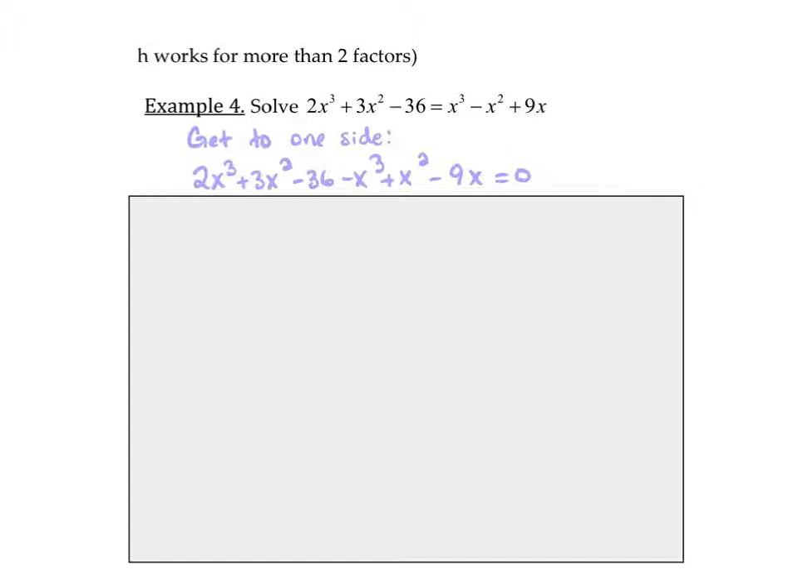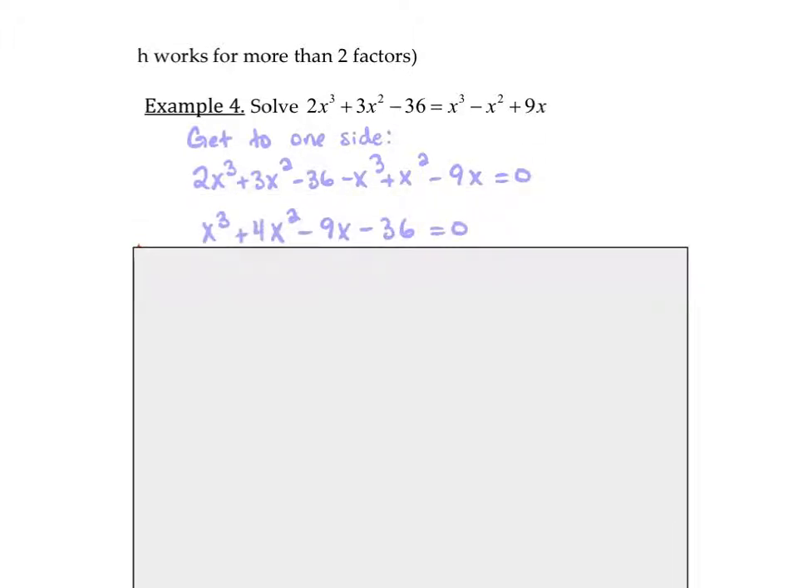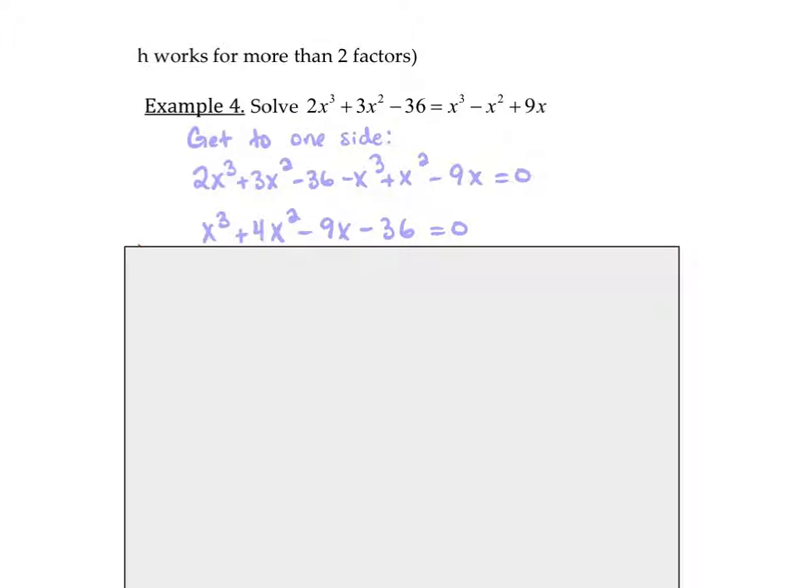And you can probably guess that the next step is going to be to combine like terms. So that's what I've done here. I've combined the like terms. So 2x cubed minus x cubed gives me just x cubed. 3x squared plus x squared is 4x squared. And then I put the negative 9x and the negative 36.